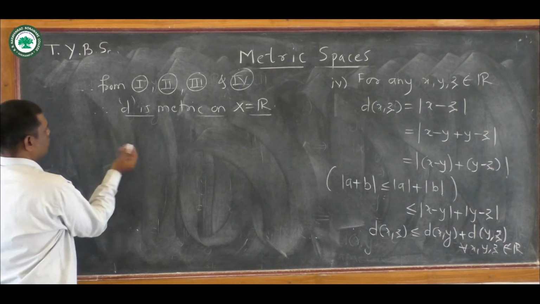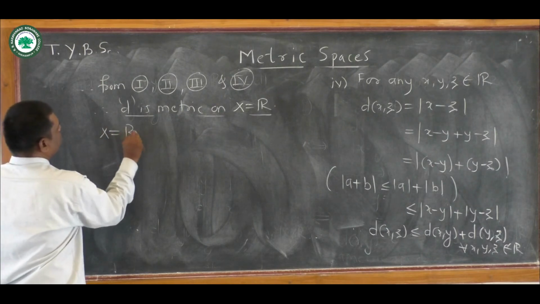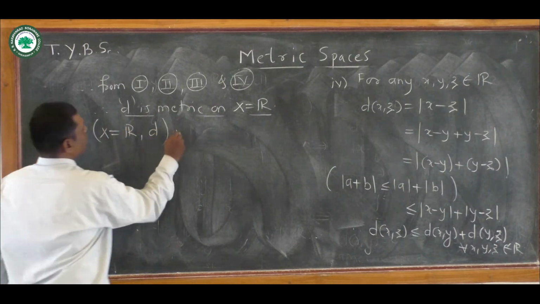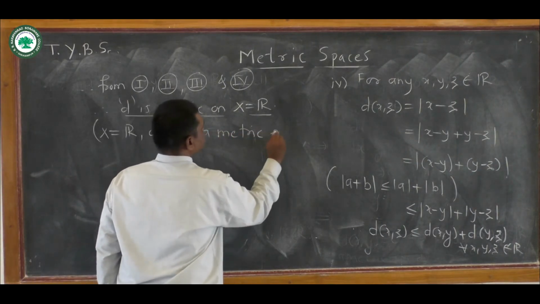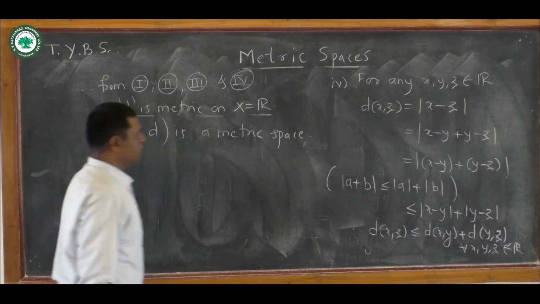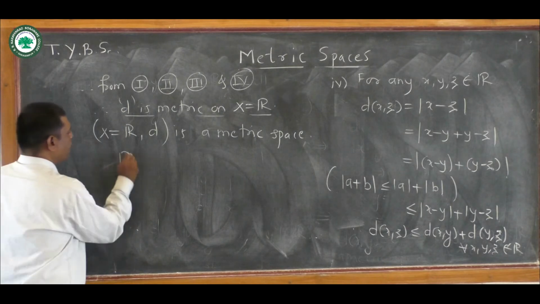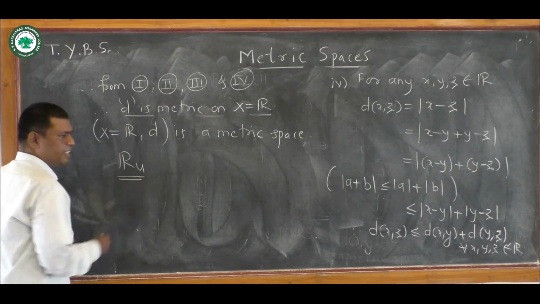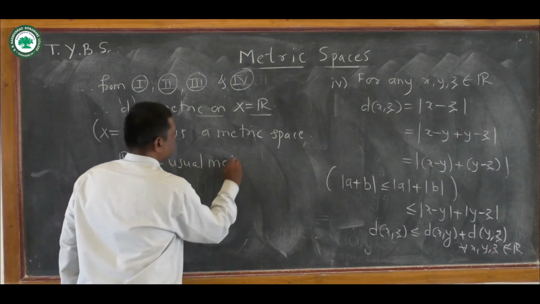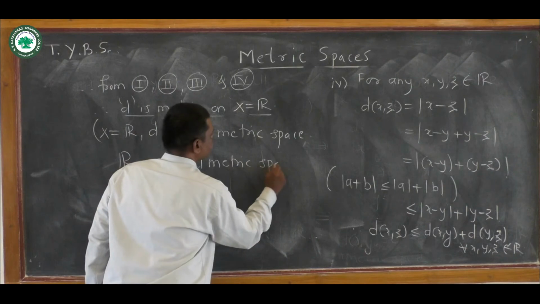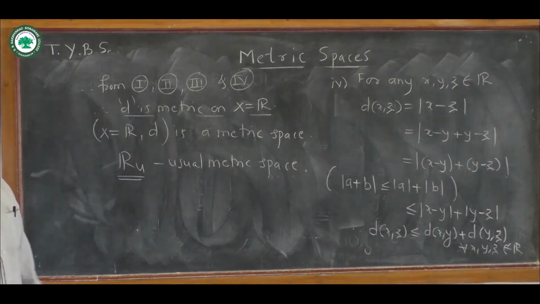Now (R, D) is a metric space, and R with the usual metric is denoted by R_U, and it is called the usual metric space. So therefore (R, D) is a metric space here.